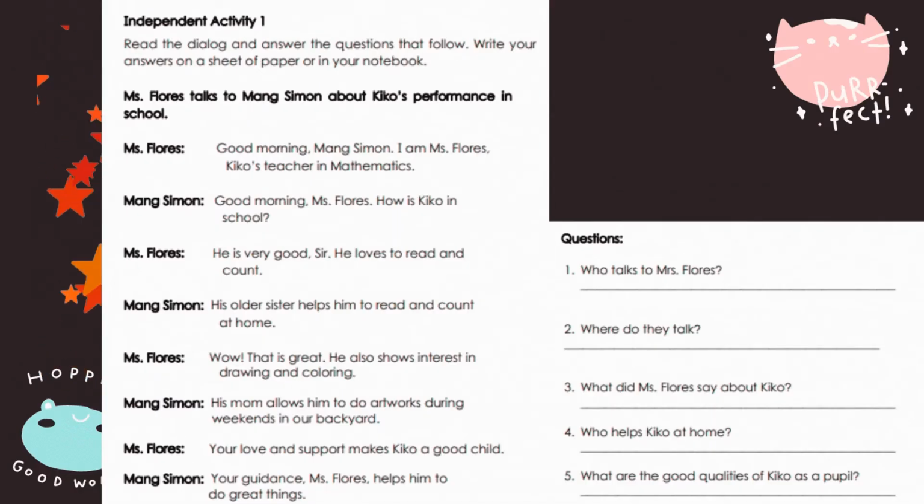For independent activity 1, read the dialogue and answer the questions that follow. Write your answers on a sheet of paper or in your notebook. Miss Flores talks to Mang Simon about Kiko's performance in school.